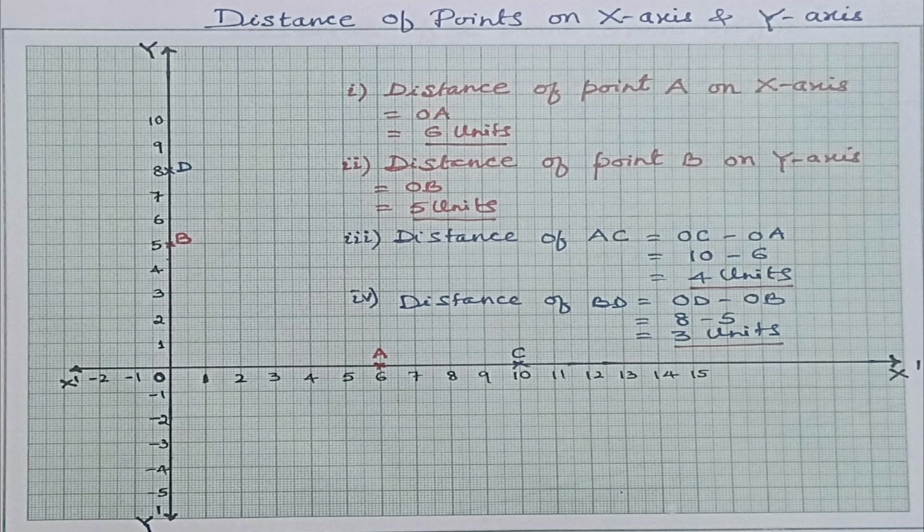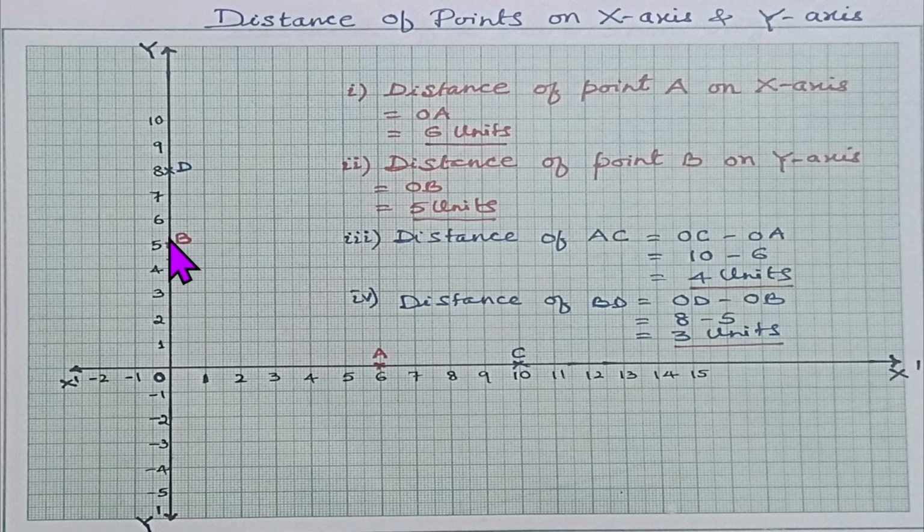Now let us begin. Here we have distance of points on x-axis and y-axis. What does this mean? Now we have x-axis here, x dash. Point A is a point on x-axis, and the distance of point A on x-axis is OA, and that is 6 units. Similarly, there is a point C on x-axis. The distance of point C on x-axis is OC, and that is 10 units. The distance AC is OC minus OA, and that is 10 minus 6, and that is 4 units.